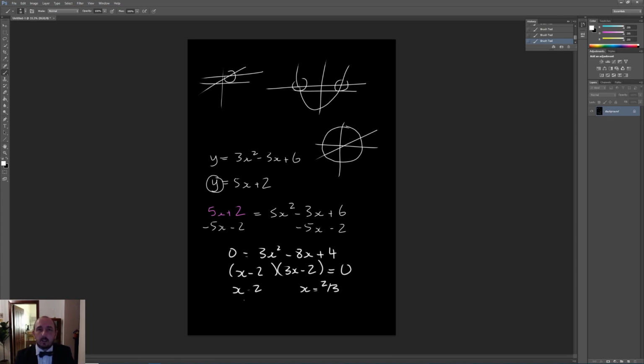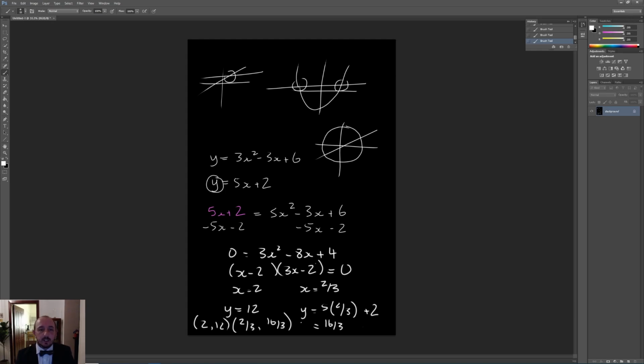We now find the corresponding y values for these x values, and we use the linear one to do that. So when x equals 2, y equals 5x plus 2, so 5 lots of 2 plus 2 is 12, and when x is 2/3, then y equals 5 lots of 2/3 plus 2. So that's going to be 10/3 plus 2, which is 16/3. Oftentimes they'll want you to finish off your answer with coordinates, so (2, 12) and (2/3, 16/3).